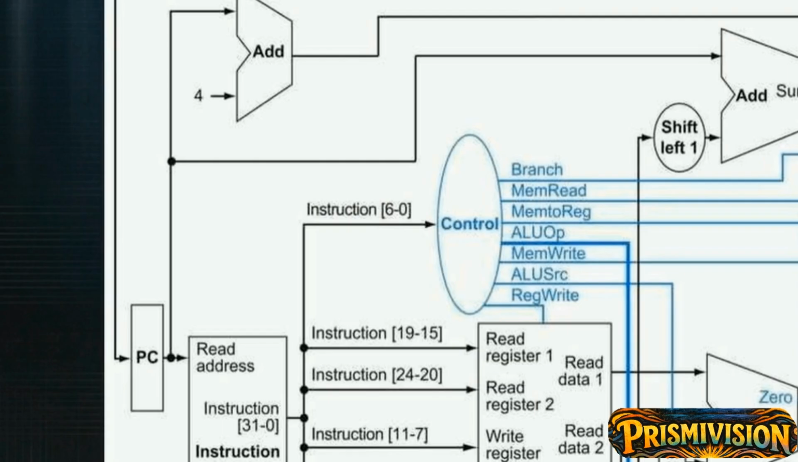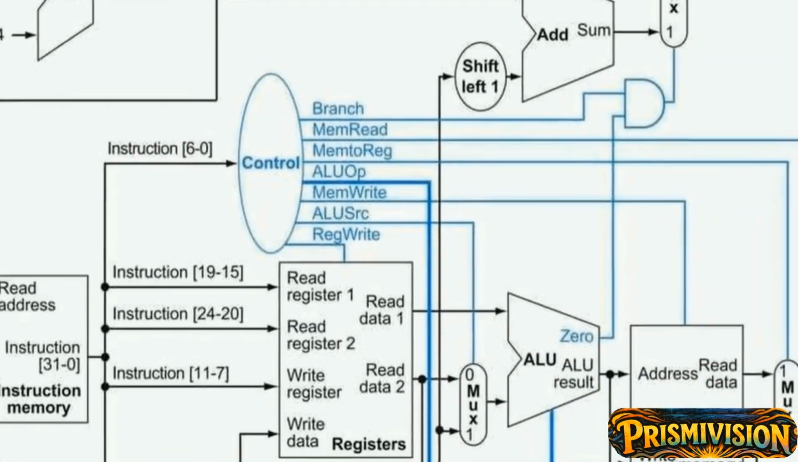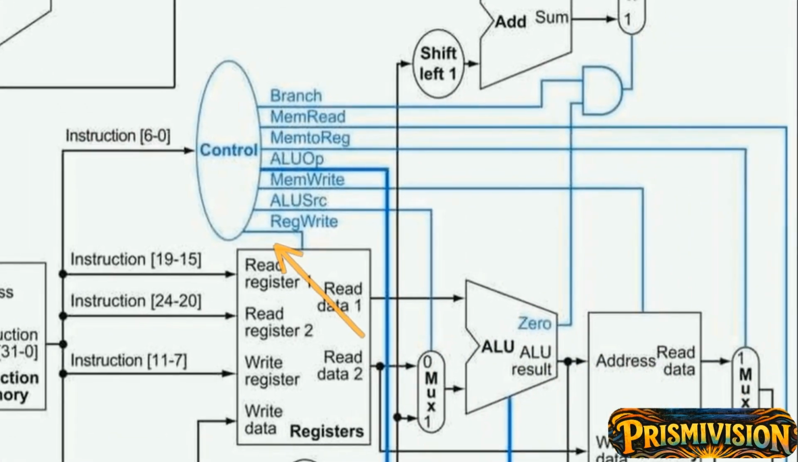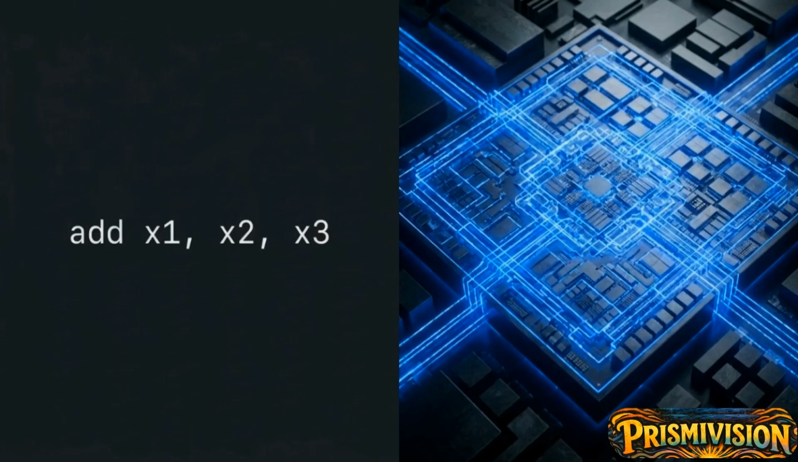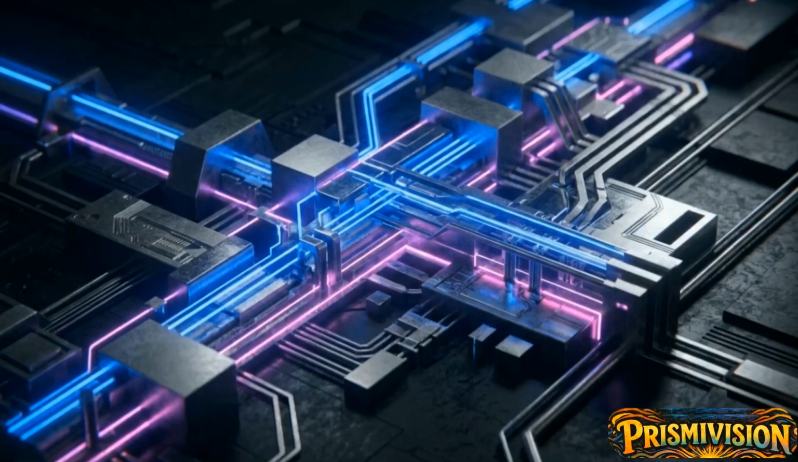Once it reads that opcode, the control unit fires specific electrical signals, like read-write or ALU/SRC, along these blue control lines, locking the multiplexers across the data path into their correct positions. At this precise moment, an abstract line of code has been successfully translated into a physical hardware configuration. The entire processor is completely wired for one specific command.